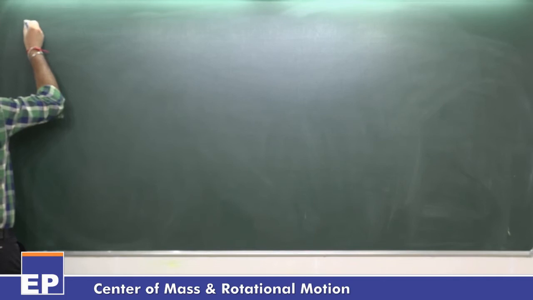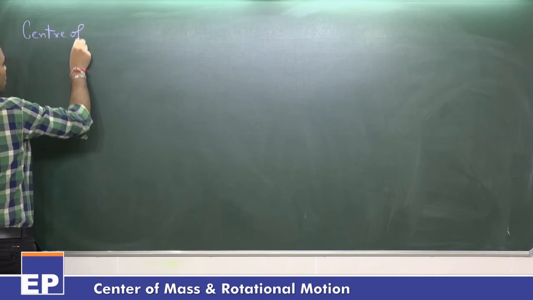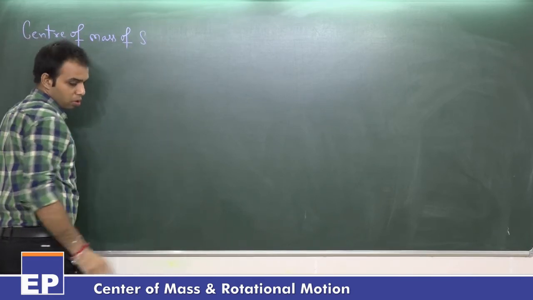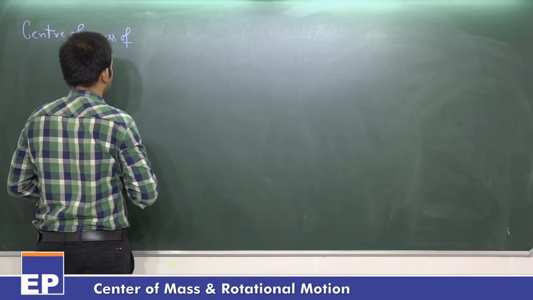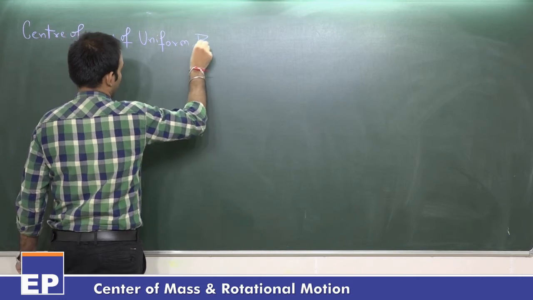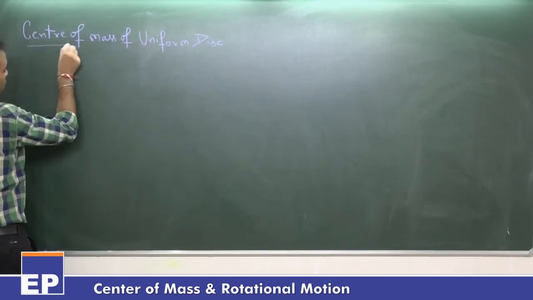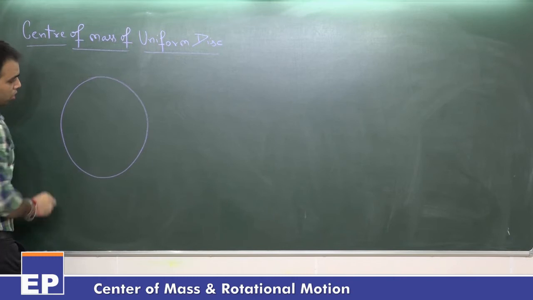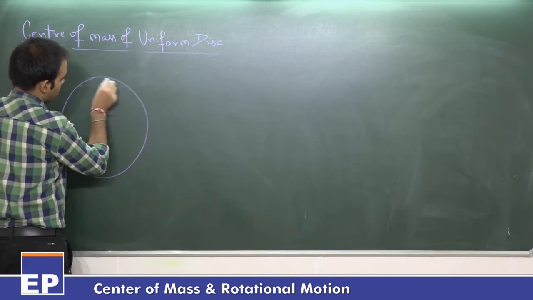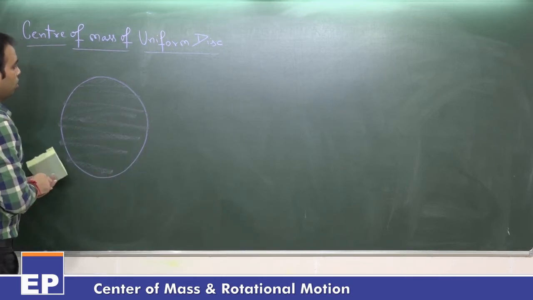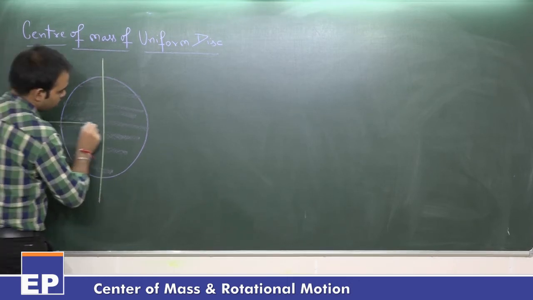The next is center of mass of a disk. यूनिफॉर्म डिस्क है तो इसका सेंटर ऑफ मास तो उसके सेंटर पे ही होगा.